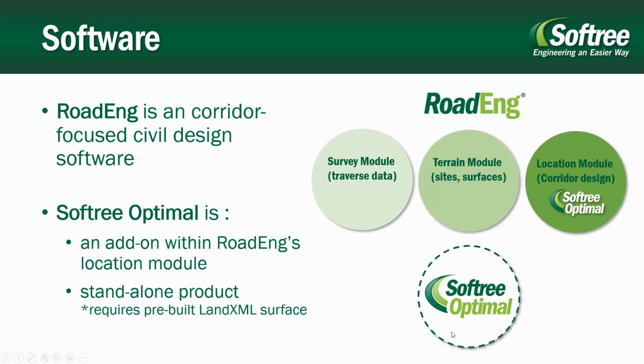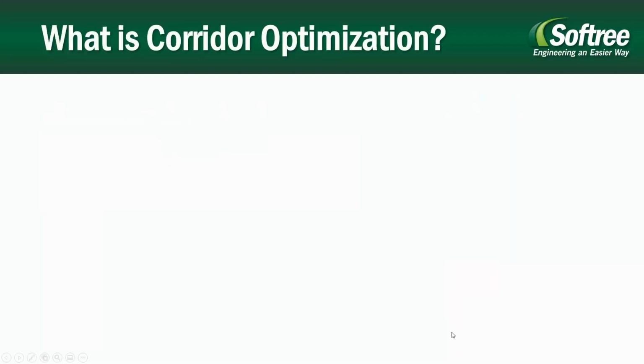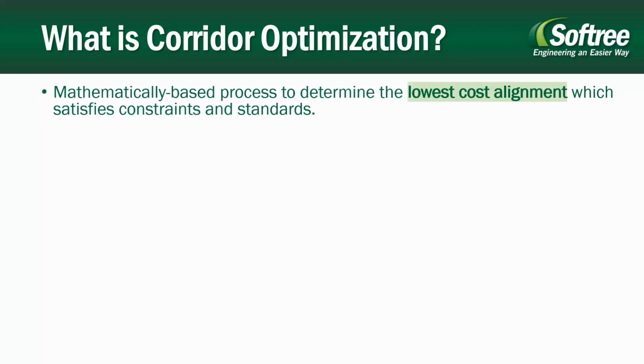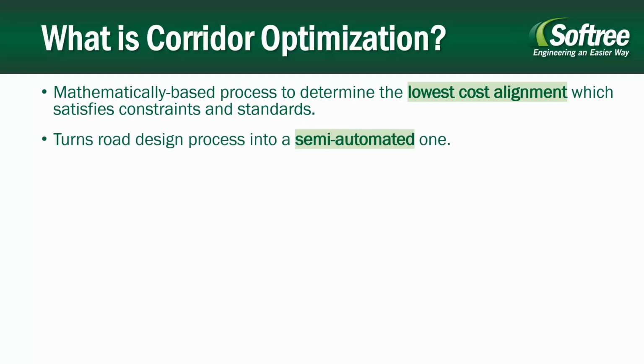So that's a little bit on the software side, but more importantly, let's talk about what is corridor optimization. It is a mathematically based process that determines the lowest cost alignment that meets the constraints and standards that you set up within the software. It's based off of a mixed integer linear programming optimization engine. We actually kind of joke in our sales team, it's kind of like one of those Staples easy buttons. Truthfully, it's not one click, it's a few clicks, but it's not that far off. It's turning the road design process into a semi-automated one.